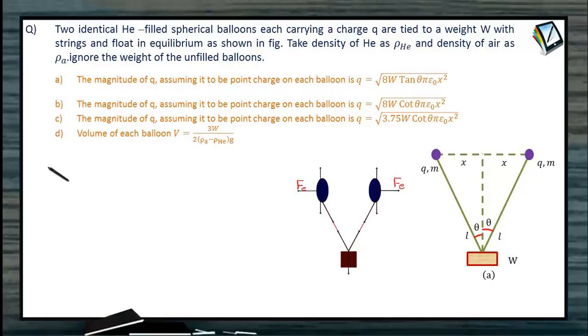So what should be the value of Fe in this case? Fe will be Q square divided by 4 pi epsilon naught into the distance between the charges whole square. In the diagram, the distance between the charges is 2x, so 2x whole square. So it becomes Q square divided by 16 pi epsilon naught x square. This is the electric force of repulsion acting between the balloons.